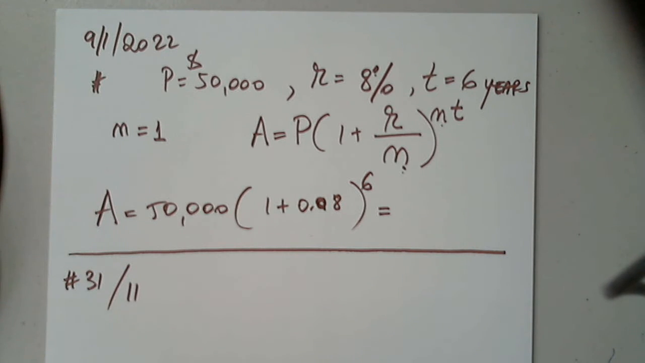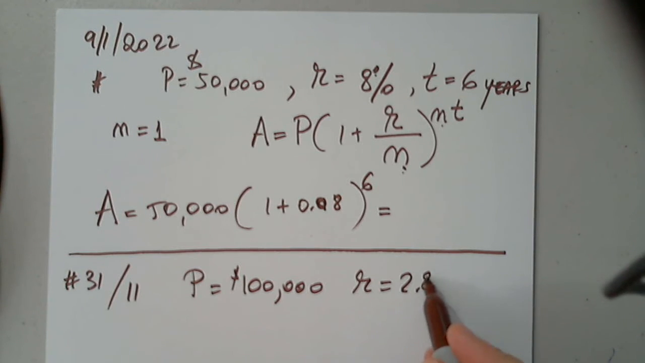Southside Investments purchases a $100,000 certificate. So that's our principal. I'm writing it down. From Newton Bank at 2.8%. So R equals 2.8%, and I'll convert it immediately as 0.028. How much is the investment worth, which is the accumulated value, rounded to the nearest cent, which means two decimal places, at the end of 1 year.